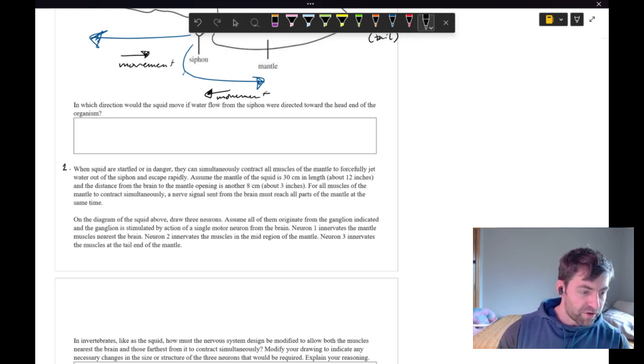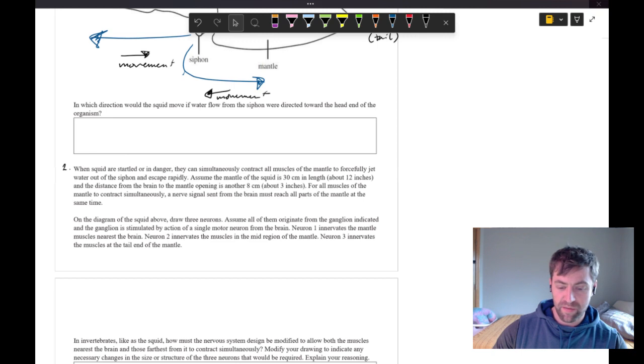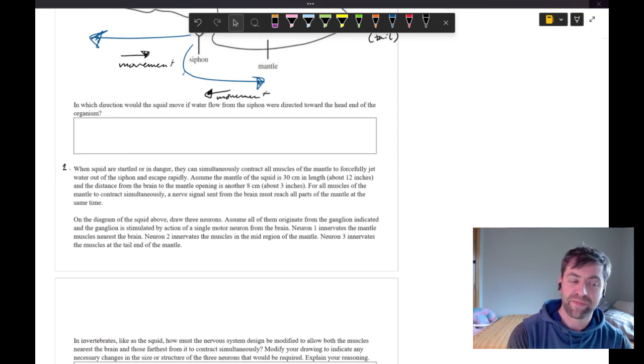When squid are startled or in danger, they can simultaneously contract all muscles of the mantle to forcefully jet water out of the siphon and escape rapidly. Assume the mantle of the squid is 30 centimeters in length, which is about 12 inches, and the distance from the brain to the mantle opening is another 8 centimeters, about 3 inches. For all muscles of the mantle to contract simultaneously, a nerve signal sent from the brain must reach all parts of the mantle at the same time, even though they are different distances from that space.